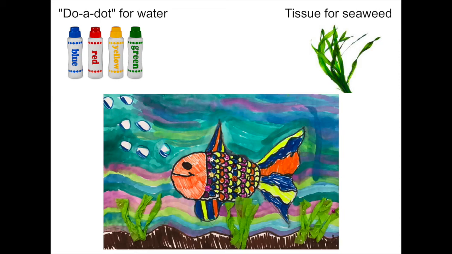The water should be done with a different material. So if you used markers for your fish, you could do the water in crayon if you're at home and that's all you have. If you've got watercolor paints, you can paint the water with different colored stripes. And if you have Duodots, which we have in the classroom, you can use those for your water.